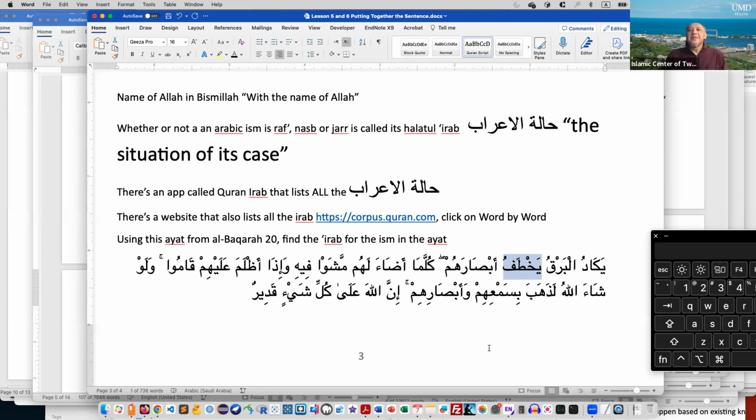Jar, last one. Who can find an isim majrur in here? Isim majrur, guys. Use the two rules: either it's after "of", meaning it's mudafun ilayhi, or it's after a harfun jar. See if you can find something that's after a huruf, or after "of", and you've got the majrur. There's a few there.